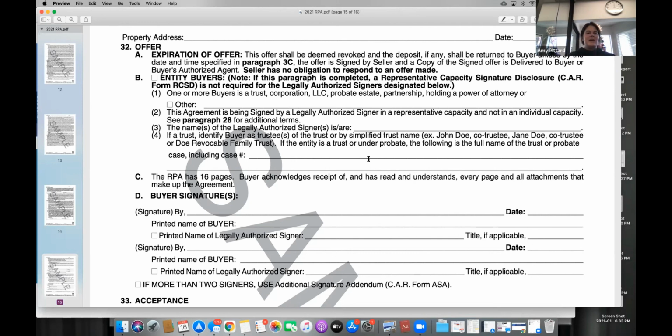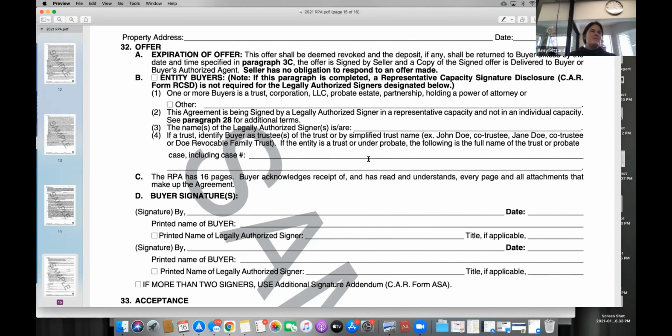If a trust, identify buyers as trustee of the trust by a simplified trust name, John Doe co-trustee, Jane Doe co-trustee, or Doe Revocable Family Trust. If the entity is a trust or under probate, the following is the full name of the trust or probate case, including case number. So if it's under probate, you're going to put the case number there on that line. Okay. If you check the box, you need to make sure that you write in who the legally authorized signers are for the entity on line 3. Okay. So that's section B.